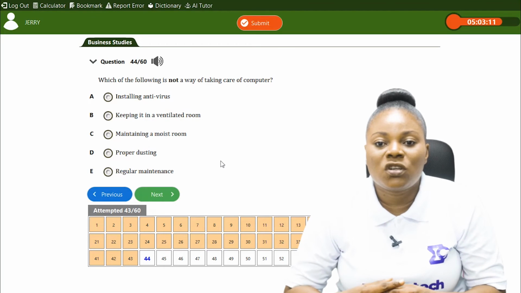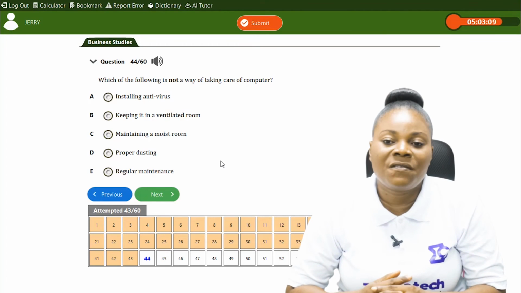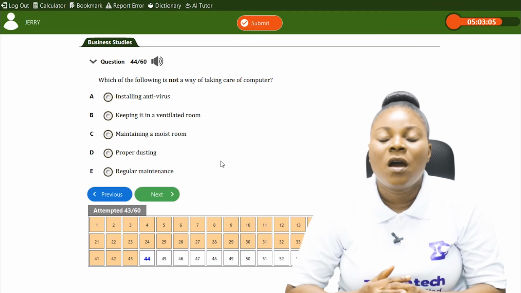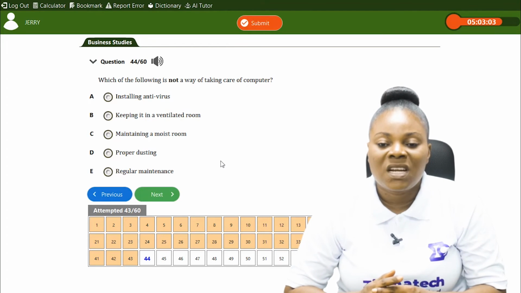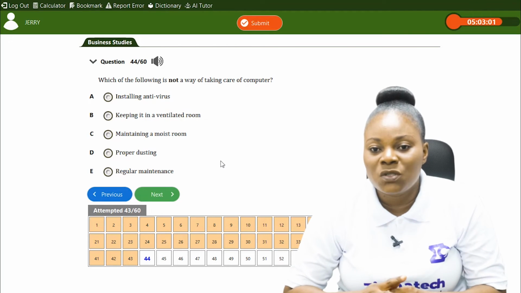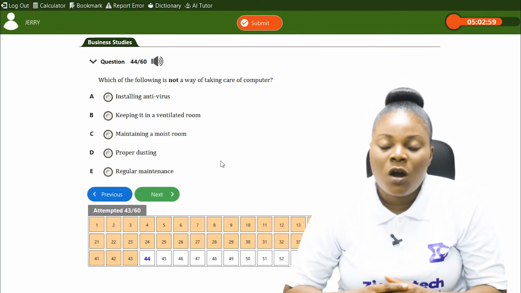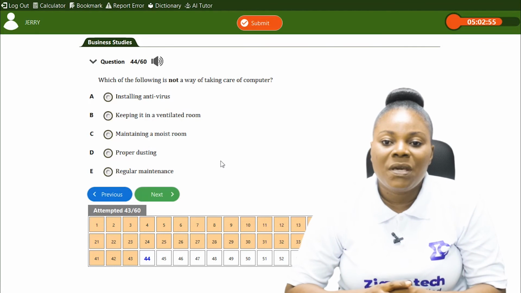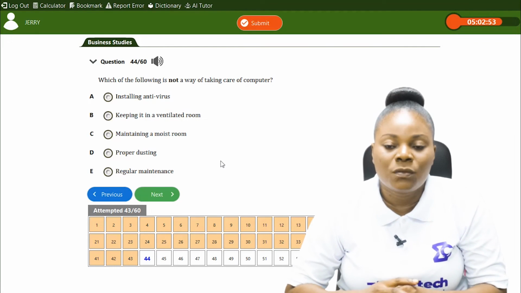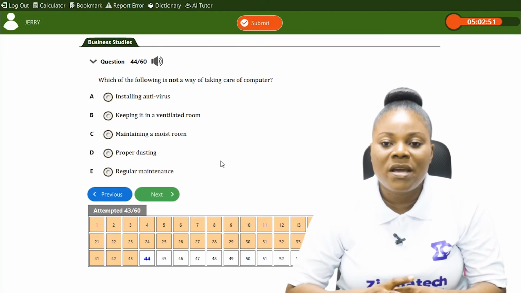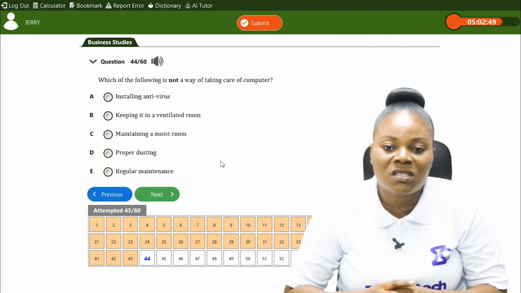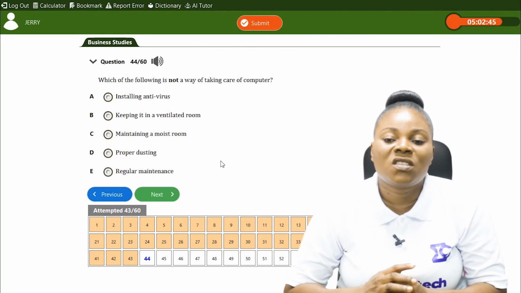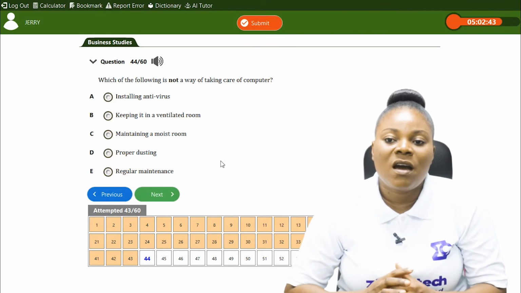The next question, 44, it says, which of the following is not a way of taking care of the computer? There are different ways of taking care of a computer, so which one is not a way of taking care of a computer? A, installing antivirus. B, keeping it in a ventilated room. C, maintaining a moist room. D, proper dusting. E, regular maintenance. So which one of these is not a way of taking care of a computer?